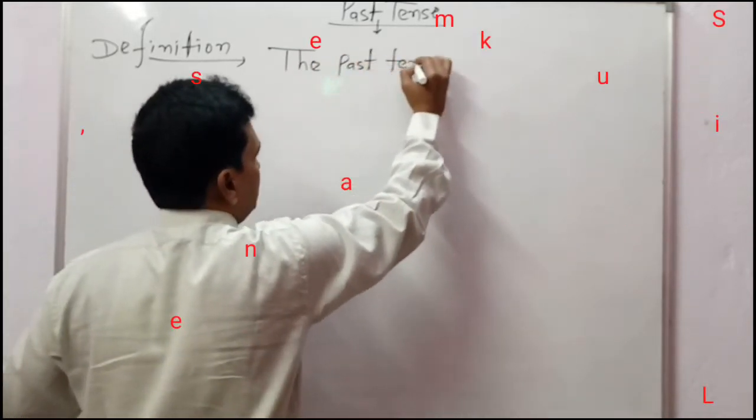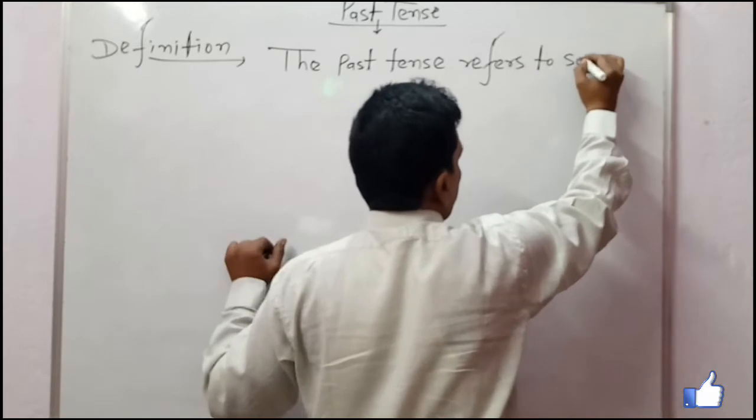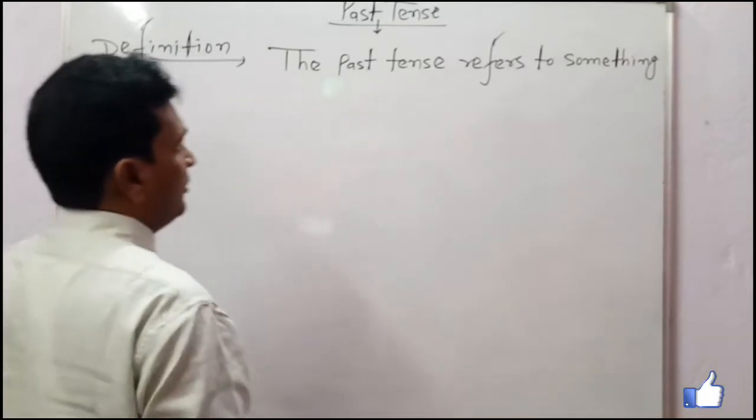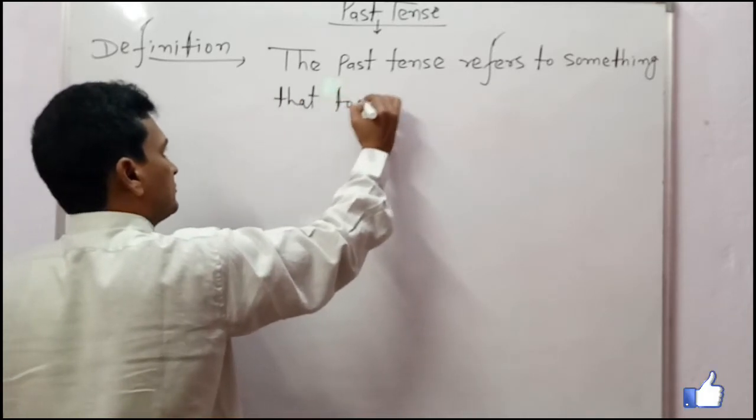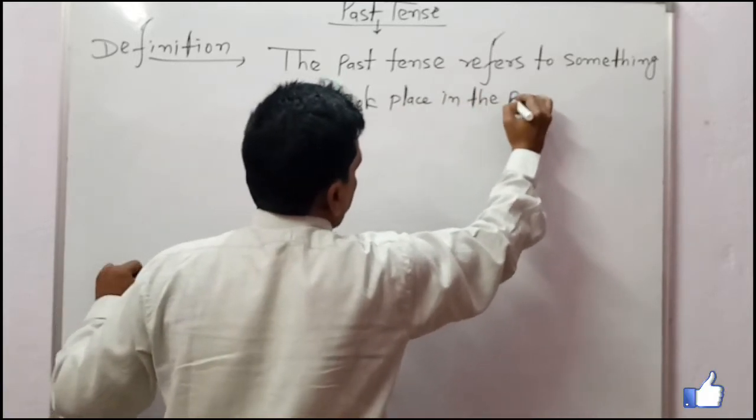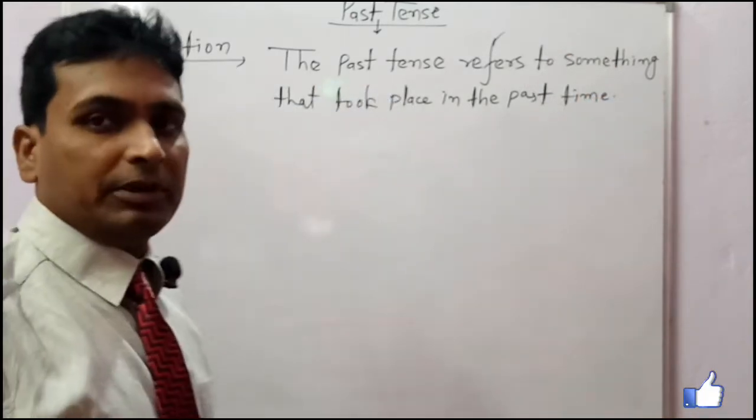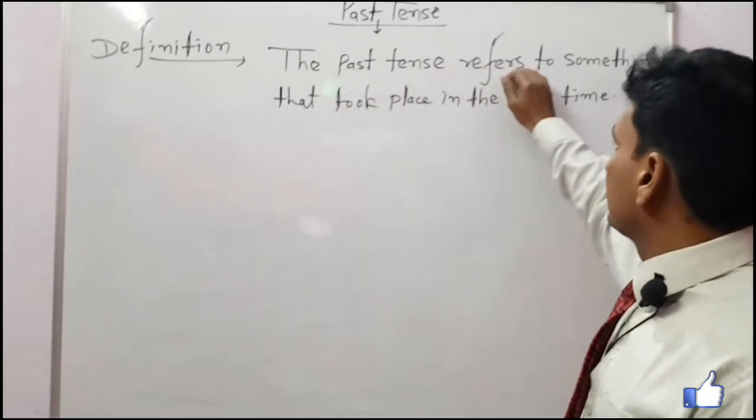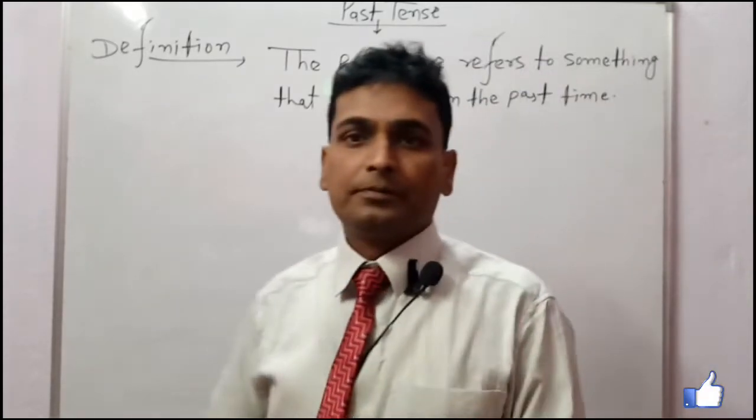The past tense refers to something or some actions that took place in the past time, right? Let me repeat. The definition of past tense tells you that the past tense refers to something or some actions that took place in the past time, right?